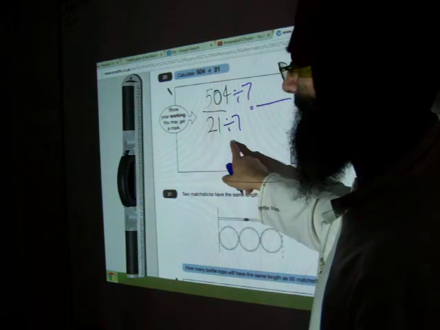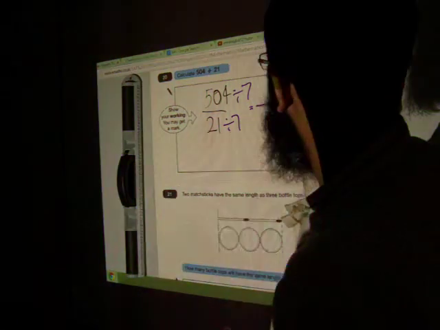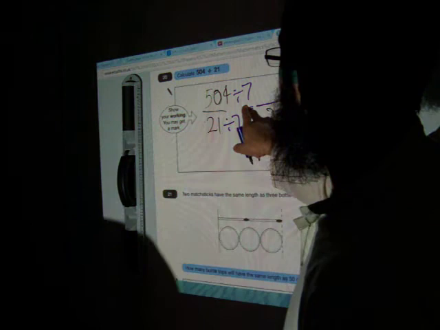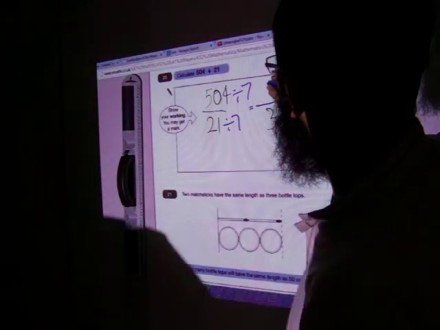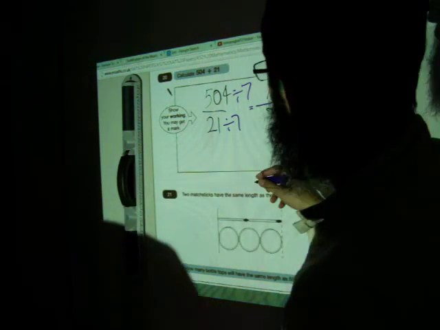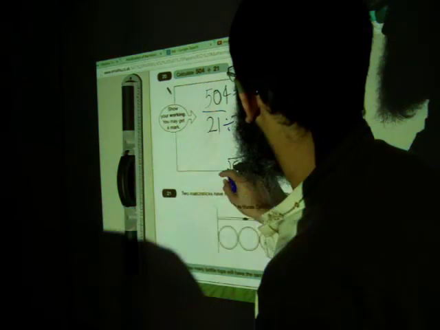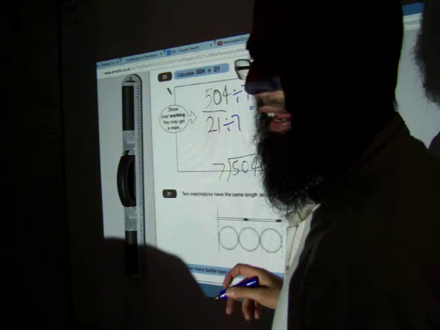21 divided by 7 is 3. 504 divided by 7 is 70. Let's just quickly do that on the side over here. Divided by 7.